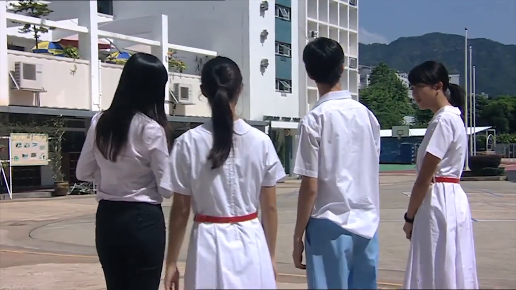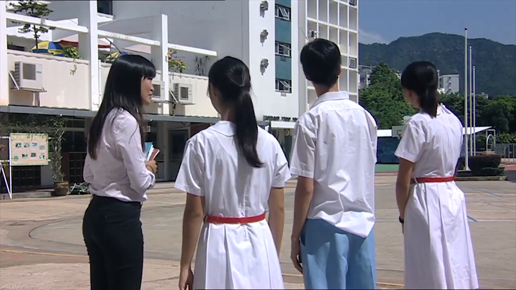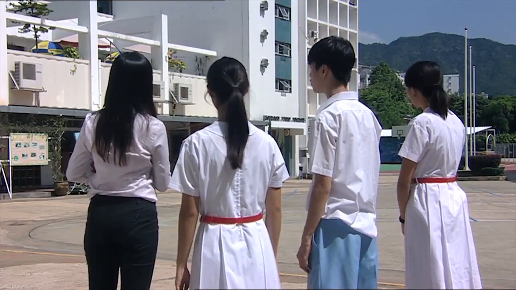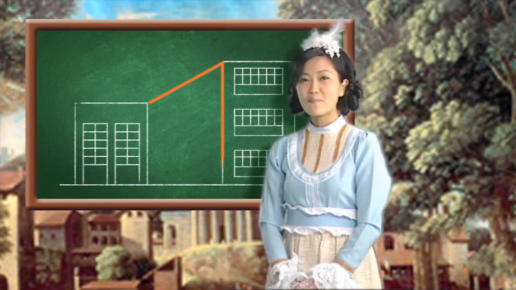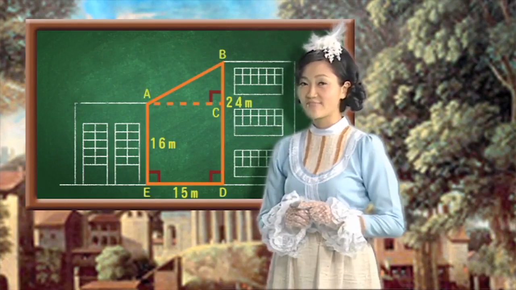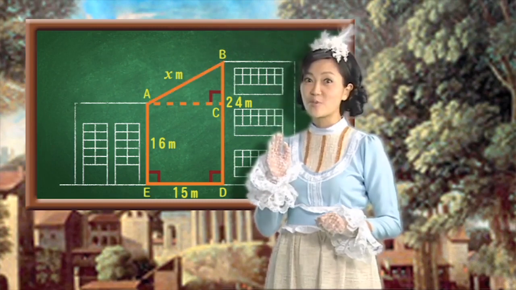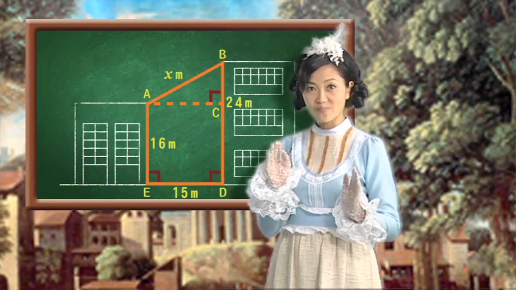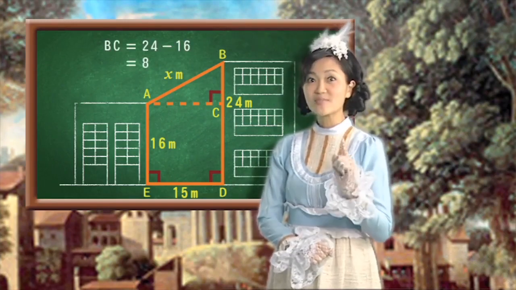Now, if the height of the hall is 16 meters and the height of the classroom building is 24 meters, and the classroom building is 15 meters away from the hall, what is the distance between the top of the classroom building and the top of the hall? Let's think about it. Firstly, we make a drawing to mark the situation. Let X meters be the distance between the top of the classroom building and the top of the hall. BC is 24 minus 16 equals 8.